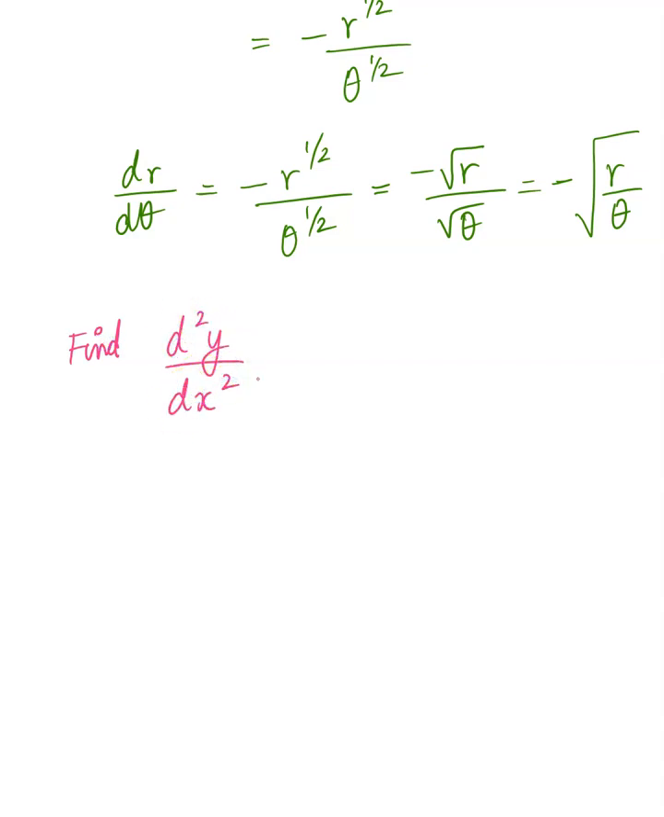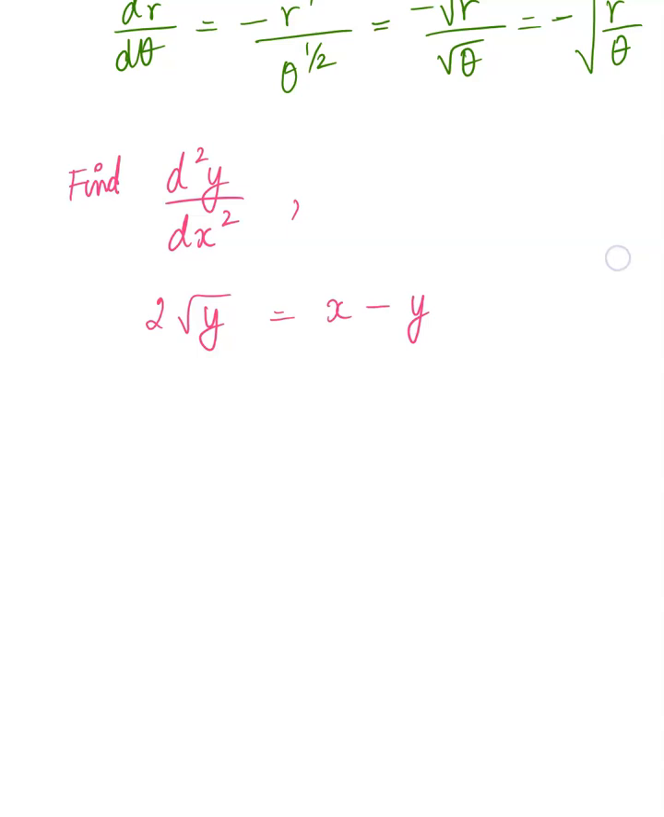Find d squared y over dx squared. That means the second derivative, of the square root of x minus 1. From practice, we know that when we have the radical, we have to write it as a rational exponent, because that helps us to do the power rule. And now we're ready to differentiate with respect to x.